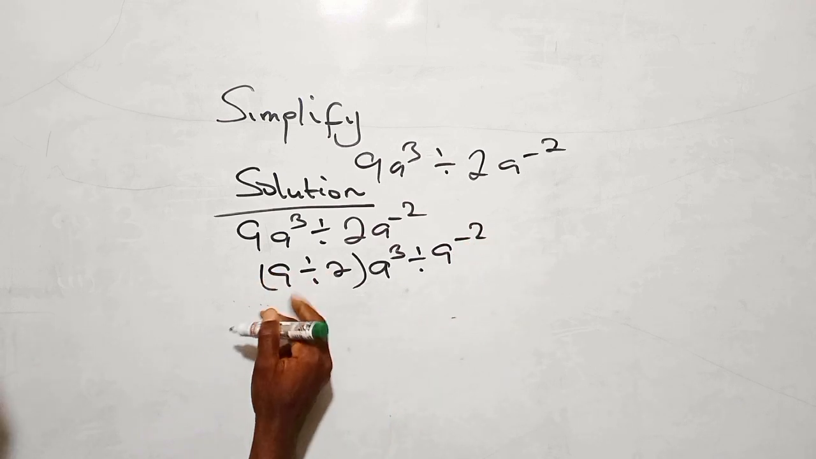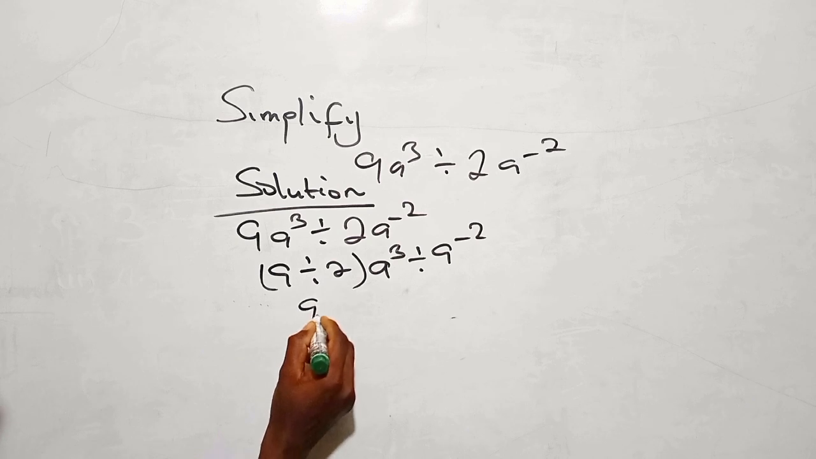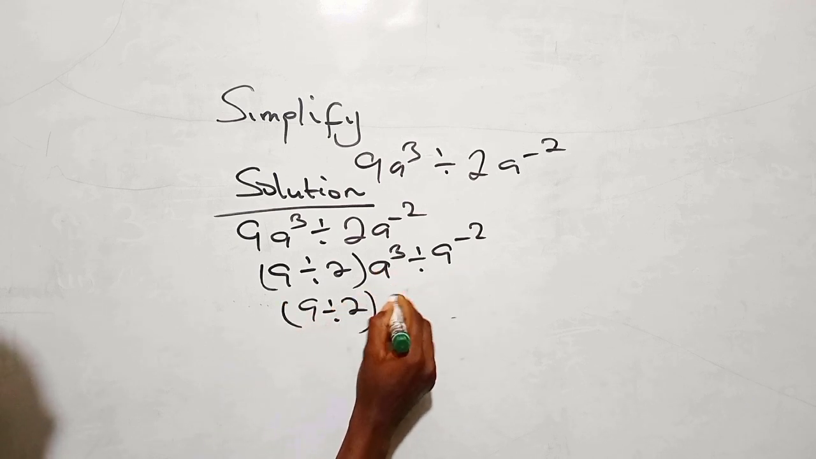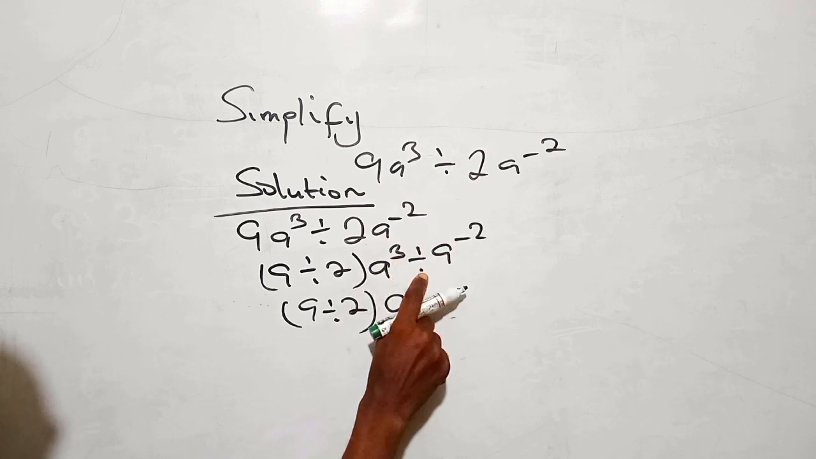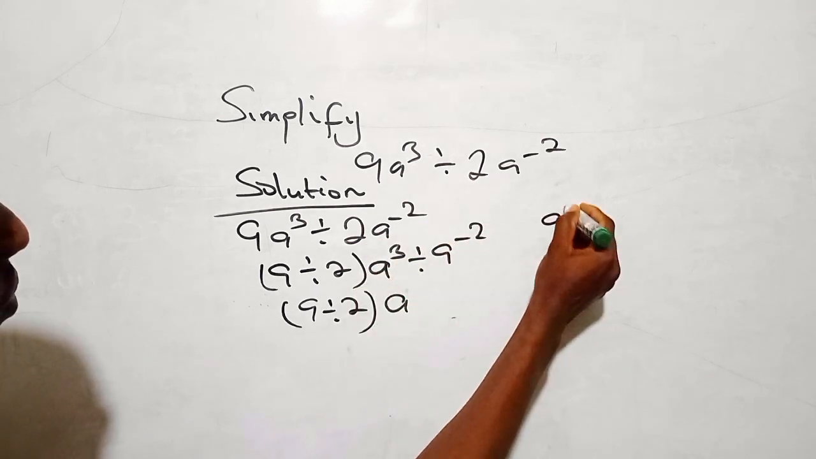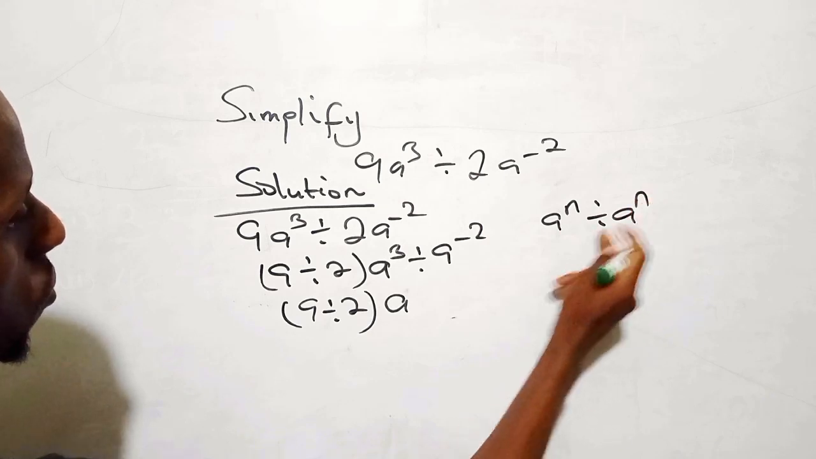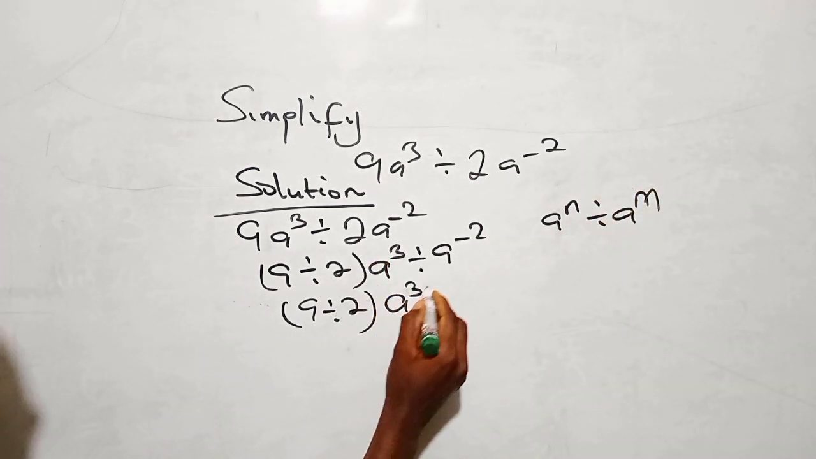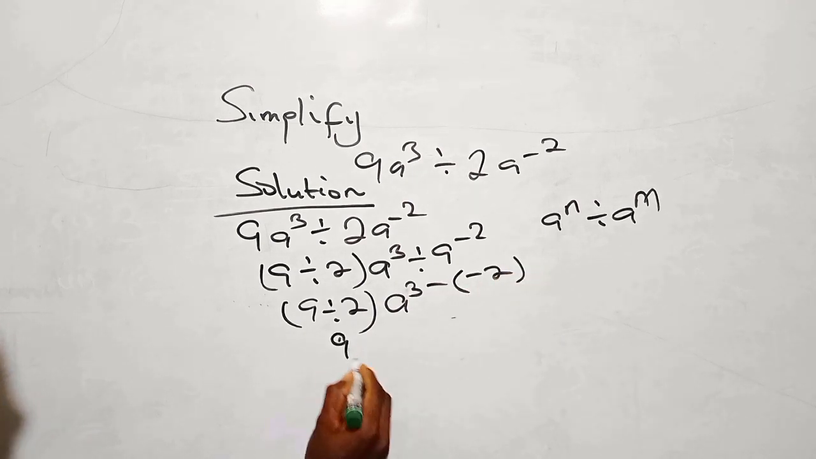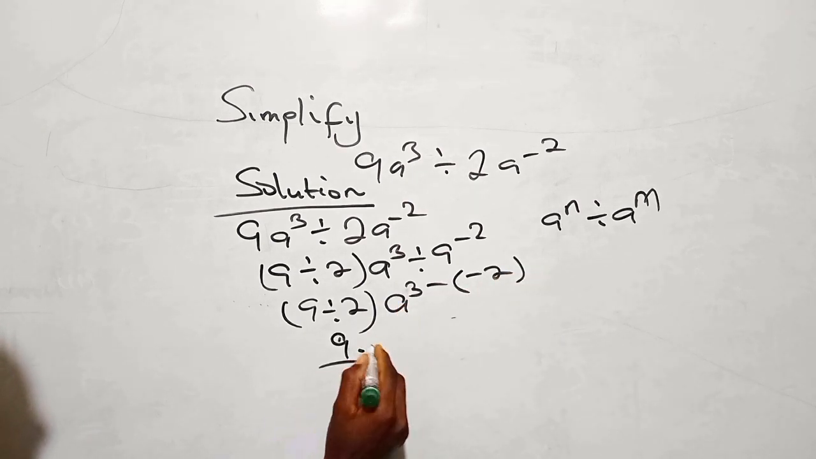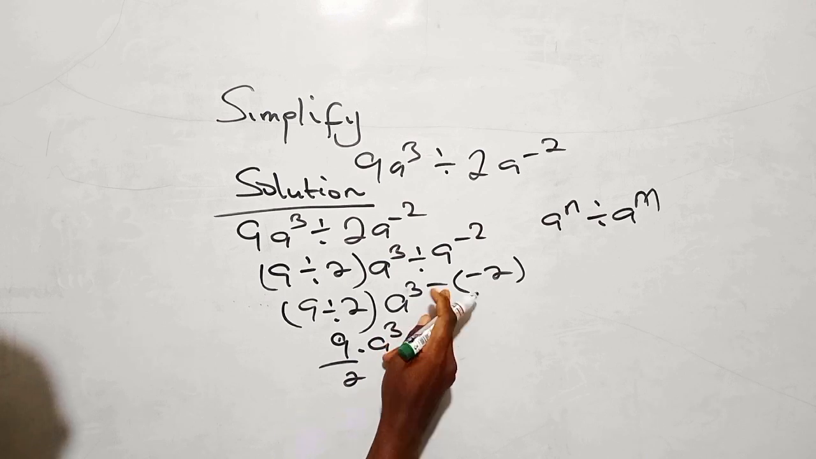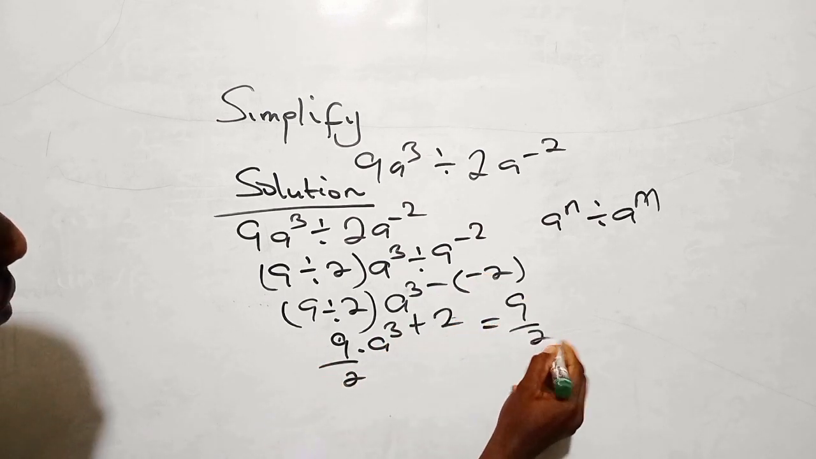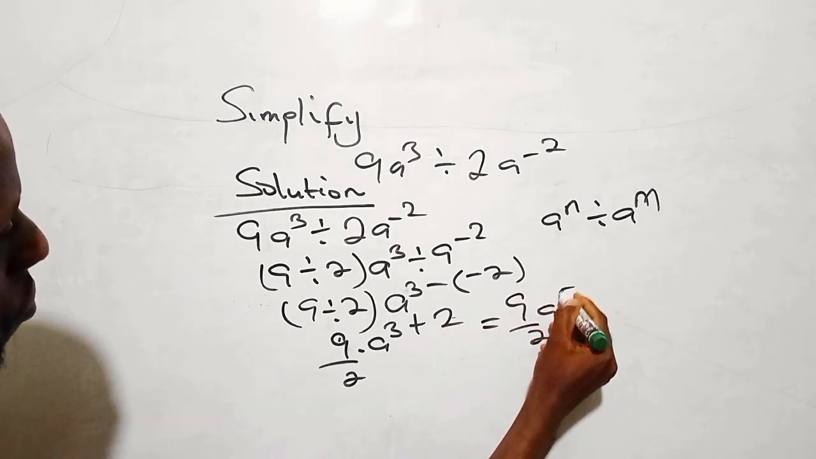So we have 9 divided by 2. Let us pick out one a and we subtract the power because we have division. Law of indices: when we are dividing the same base, subtract the power. So we do that here. We have 3 minus minus 2. I write this as 9 over 2 times a, and 3 minus and minus is plus 2. So this is 9 over 2 a raised to the power 5.